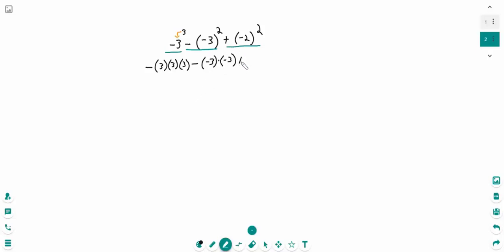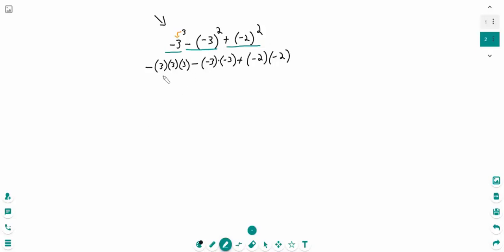I've then got a plus sign. And now I've got another set of parentheses that's being raised to the second power, right? So this again would be the sign included, negative 2 times a negative 2. It's being multiplied by itself twice, all right? So that's just the long version of showing how to write this initial problem out.